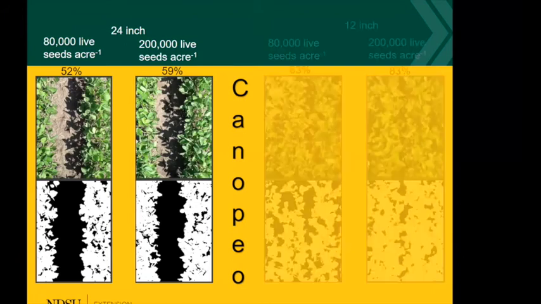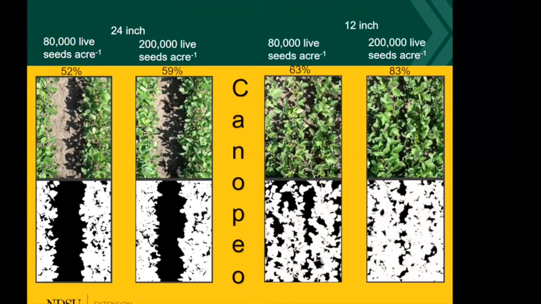So one of the things that we need to consider is row spacing and seeding rate, and also the interception of sunlight. Here I have a graph indicating 80,000 seeds and 200,000 seeds in 24-inch rows. Basically, what I did is I took a picture, and on the bottom I used an app, Canopeo. Whatever was green turns into white and black, and that gives you a ratio. So in this case, 80,000 live seeds on 24-inch rows gave 52% cover.